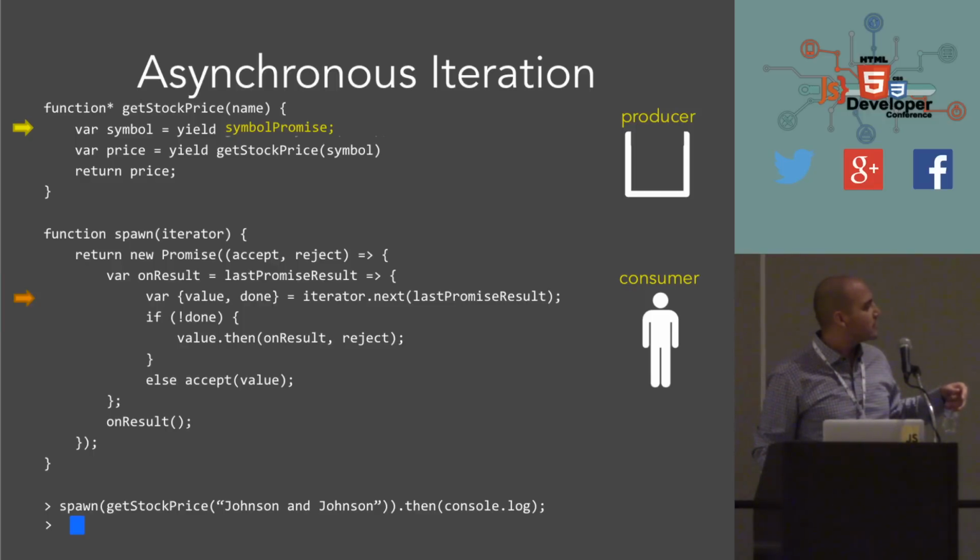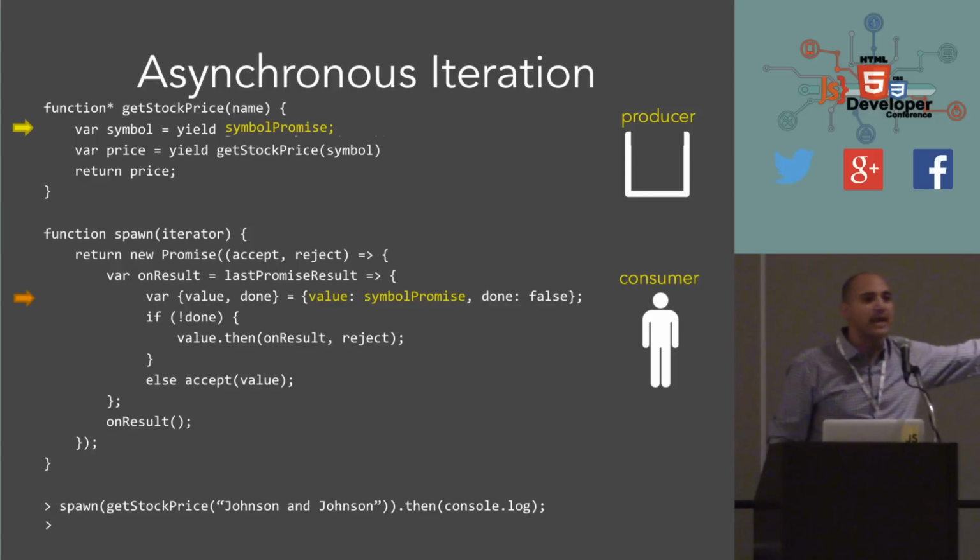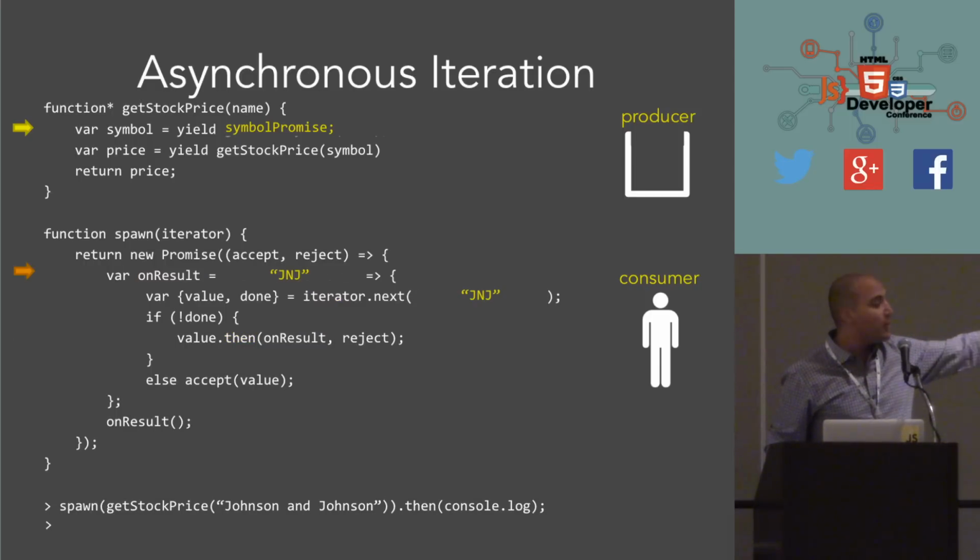We get out a promise. Then I call then on that promise and recursively pass in the same function. So whenever this promise fulfills, it's actually going to call on result, and we're going to pick up right where we left off at the top. We're going to move down here, and now notice the result of the promise is Johnson & Johnson. It's the JNJ.